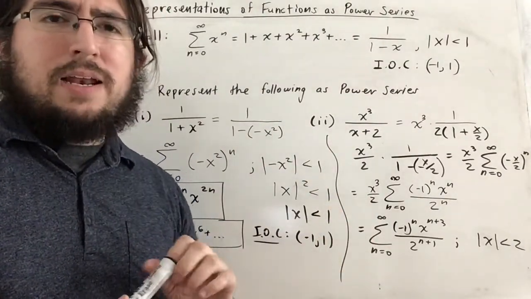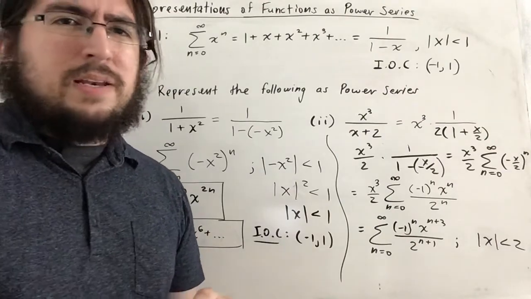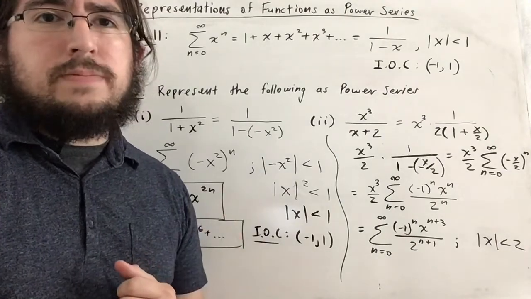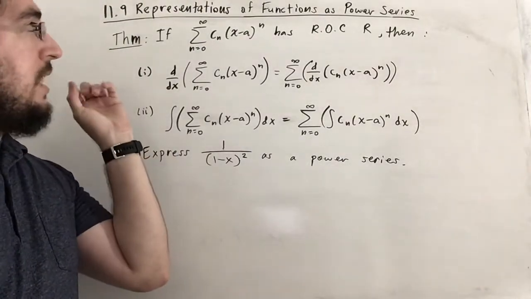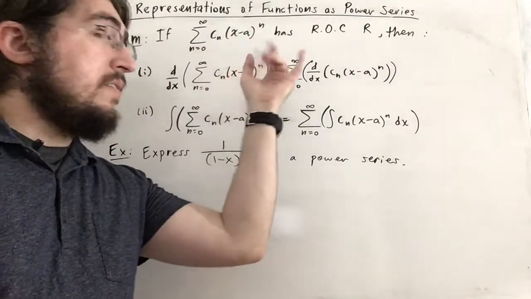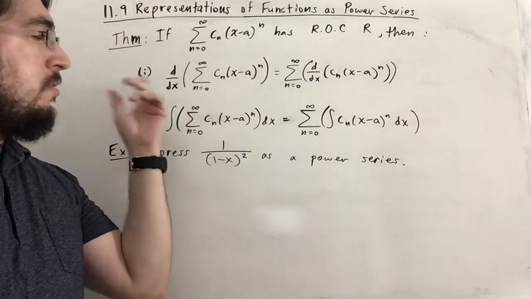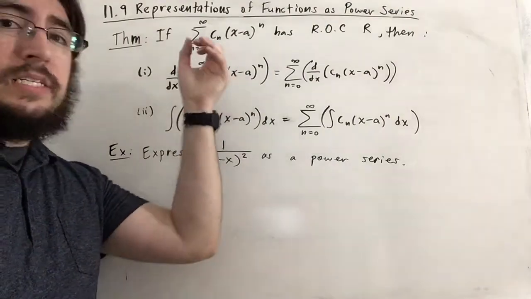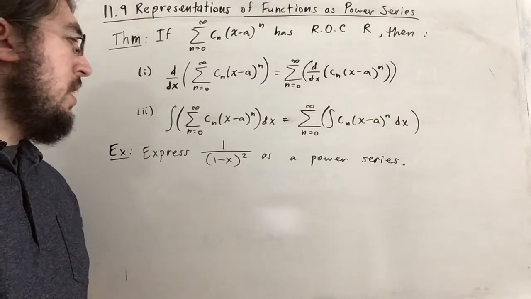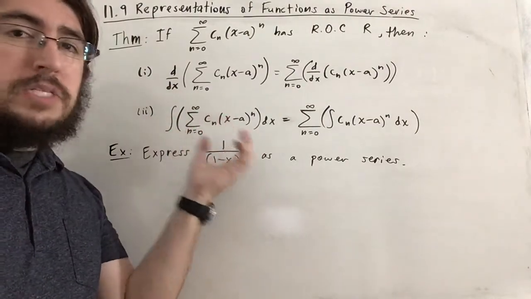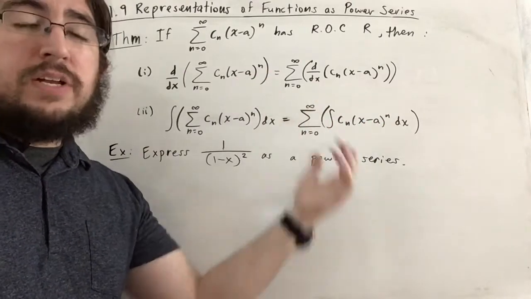So let's take a look at that right now and see if we can look at some specific examples to get a handle on what I'm talking about. Right, so this is what I was just referring to. This theorem says that if we have a power series with a radius of convergence r, then the following are true. The derivative with respect to x of the power series is the sum over the derivatives of each term in the series. And the integral of the power series is the sum over the integral of each term.